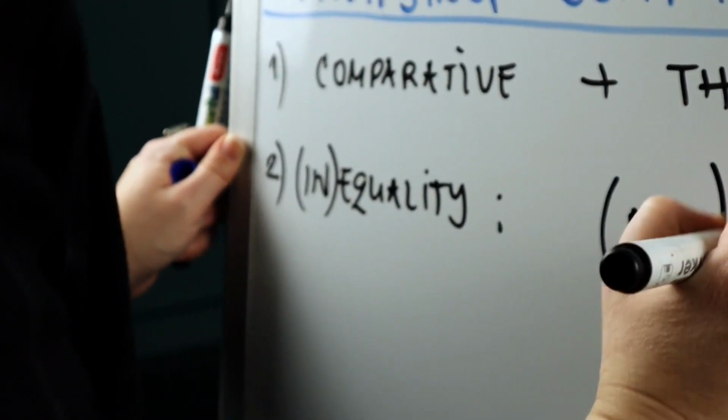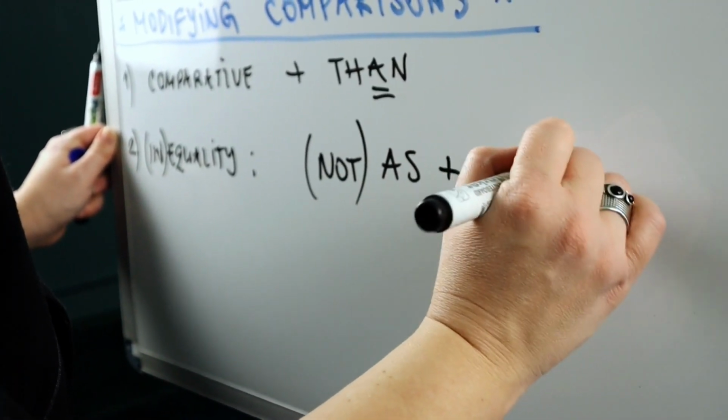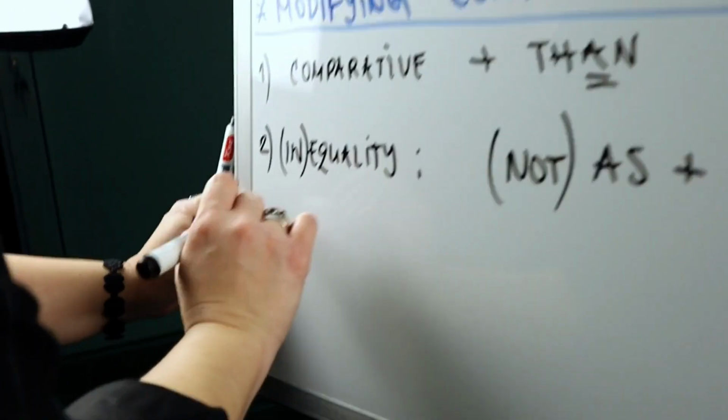The second way to modify comparisons is by showing equality or inequality. That is the so-called as phrase. And that phrase always goes in between those two ases. Just to make sure that we understood the last lecture on plurals: as ends in s, therefore for the plural we would need to add which suffix? Es. So in between those two ases, we always put the positive form of the adjective.